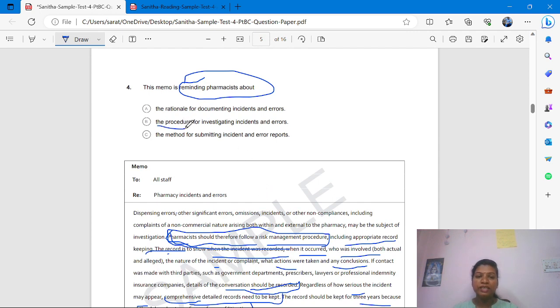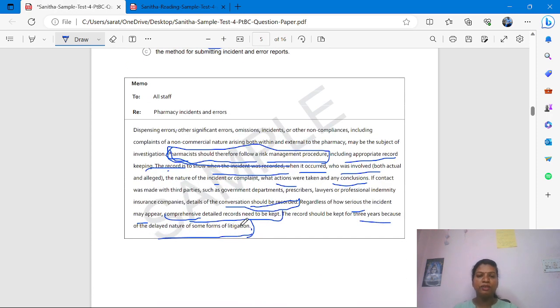Here, how is the procedure for investigating? Here they are talking about investigating incidents and errors. Is it saying anything about the investigation? Investigation means if any error happened, we investigate how it happened. But before that, what does the pharmacist have to do? Before investigation, the pharmacist has to keep a proper record: when it occurred, who was involved, the nature of the incident, and comprehensive detail has to be recorded.